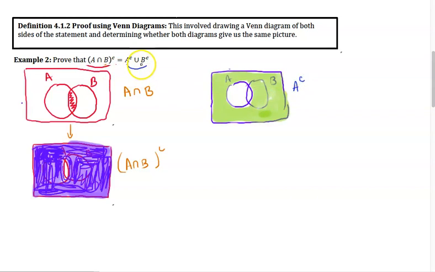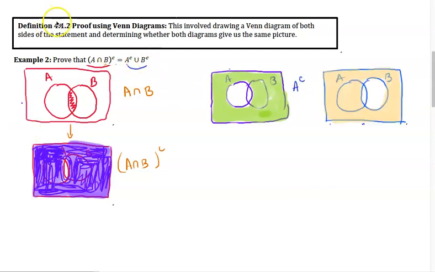All right, next I'm going to draw the complement of B. Okay, so this other triangle here represents the complement of B. So everything in the universe shaded except in the B circle. All right, and now we need to put them together. Now we need to find the union of these.